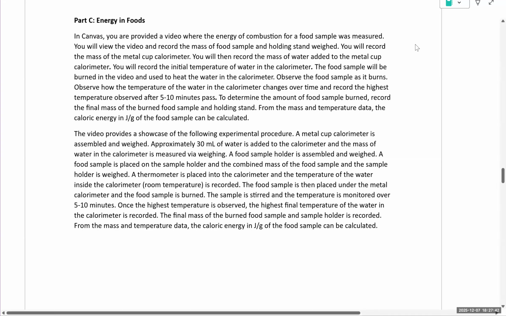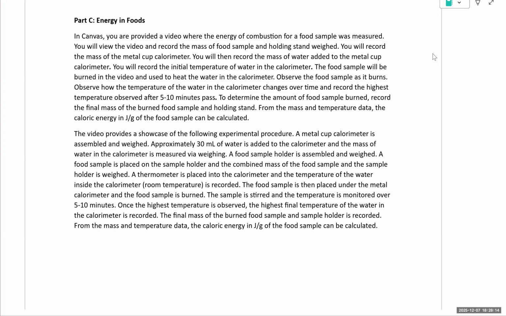So in Canvas, you're provided a video where the energy of combustion for a food sample is measured. You're going to view the video and record the mass of the food sample and the holding stand weighed. You're also going to record the mass of the metal cup calorimeter. You're then going to record the mass of water added to the metal cup calorimeter and the initial temperature of water in the calorimeter. The food sample is going to be burned in the video, and that burning of the food sample is going to be used to heat the water inside the calorimeter.